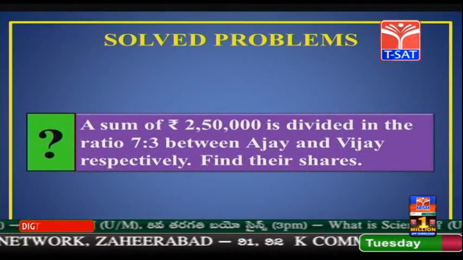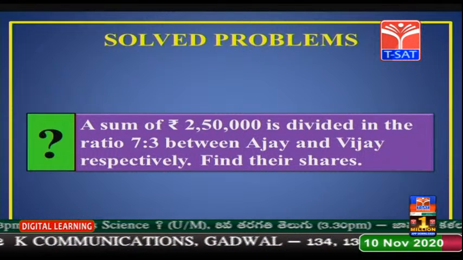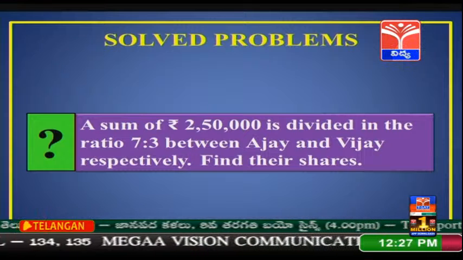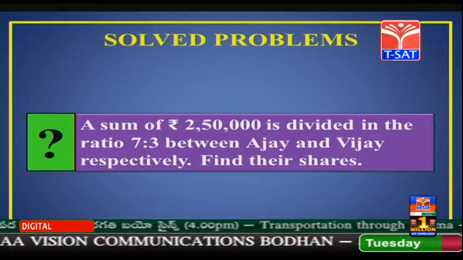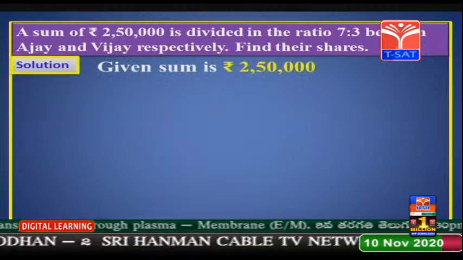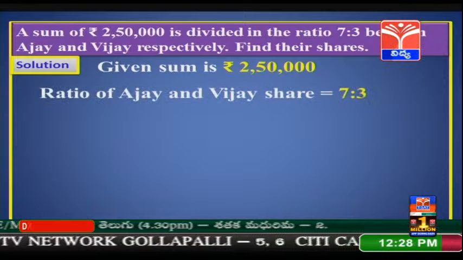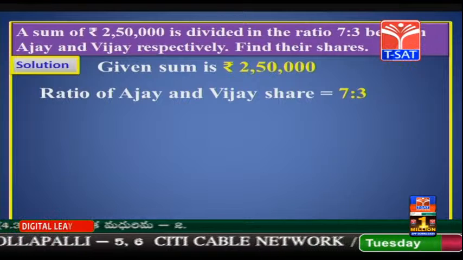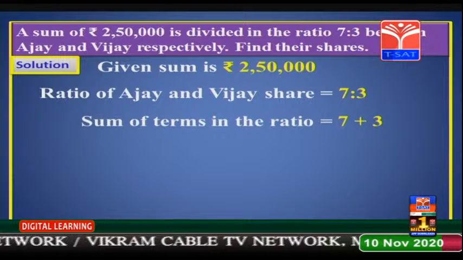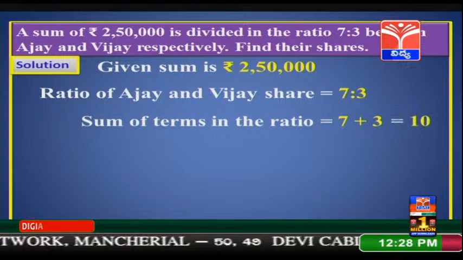A sum of 2,50,000 rupees is divided in the ratio 7:3 between Ajay and Vijay respectively. Find their shares. Let us start with the solution. So, what is the amount given? 2,50,000, and what is the ratio between Ajay and Vijay's share? That is 7:3. Now, let us find the sum of the terms of the ratio, that is 7 and 3, which is 7 plus 3 equal to 10.